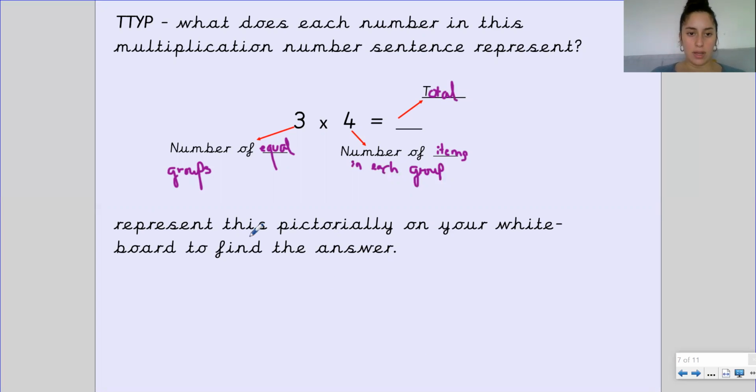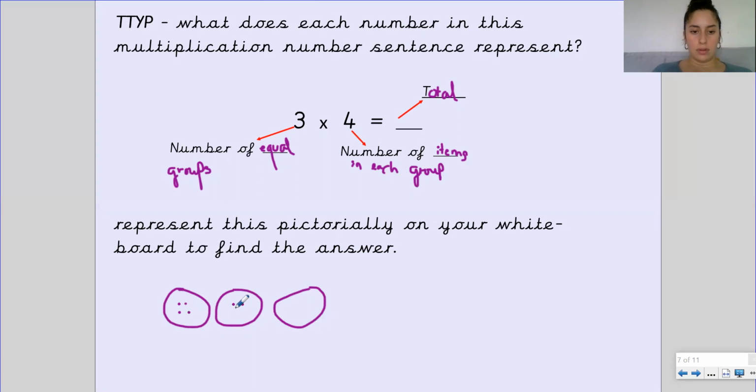Okay, so if we look here, we've got a number of equal groups. How many equal groups do we have? 3. So I'm going to draw my 3 equal groups. And then I'm going to look at the number of items I've got in each group. And I've got 4. 1, 2, 3, 4. And now I've got 4 items in each group.